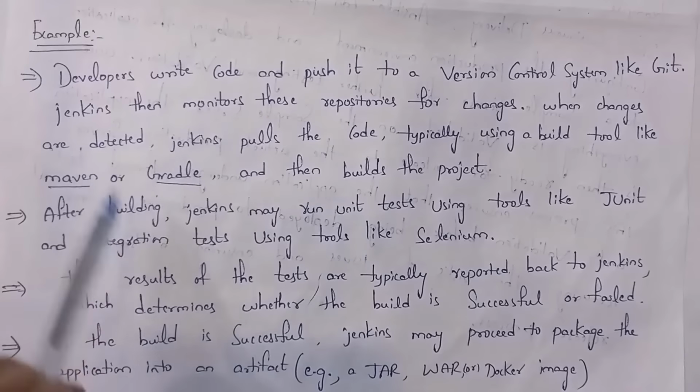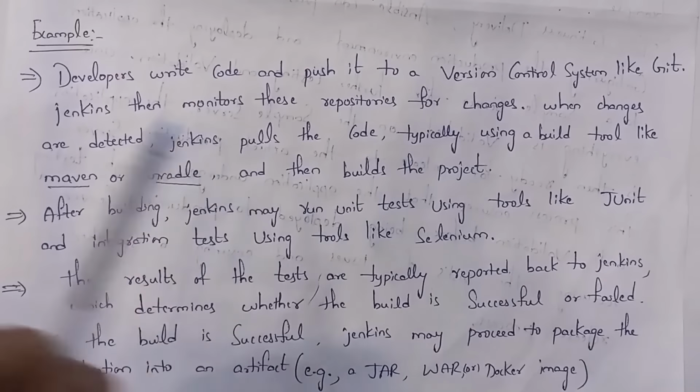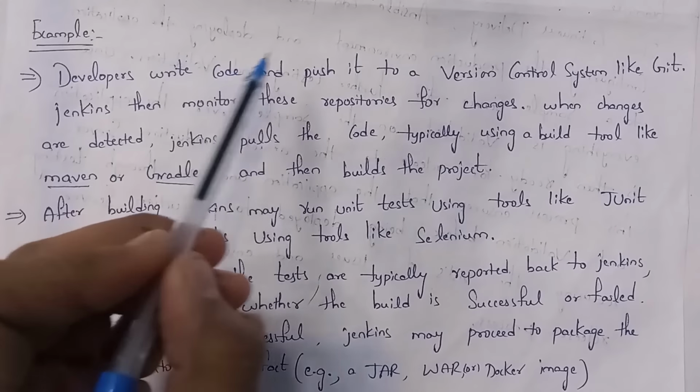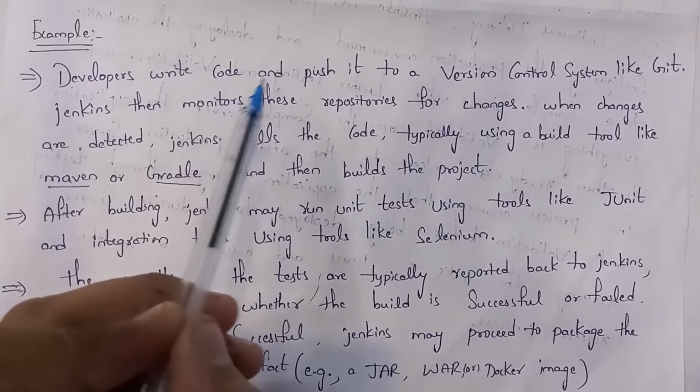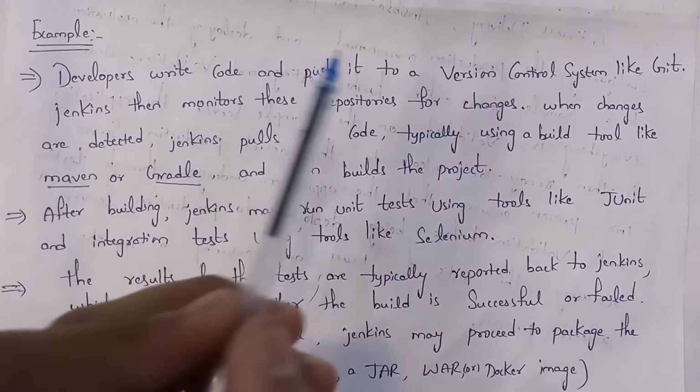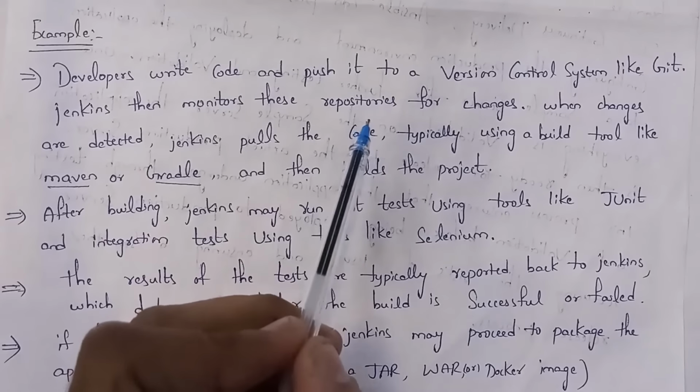Guys, this is an example of how the continuous integration process will work. A developer writes code and pushes it into a version control system like Git. Jenkins then monitors these repositories for changes. Guys, repositories are nothing but the place where our code is present.